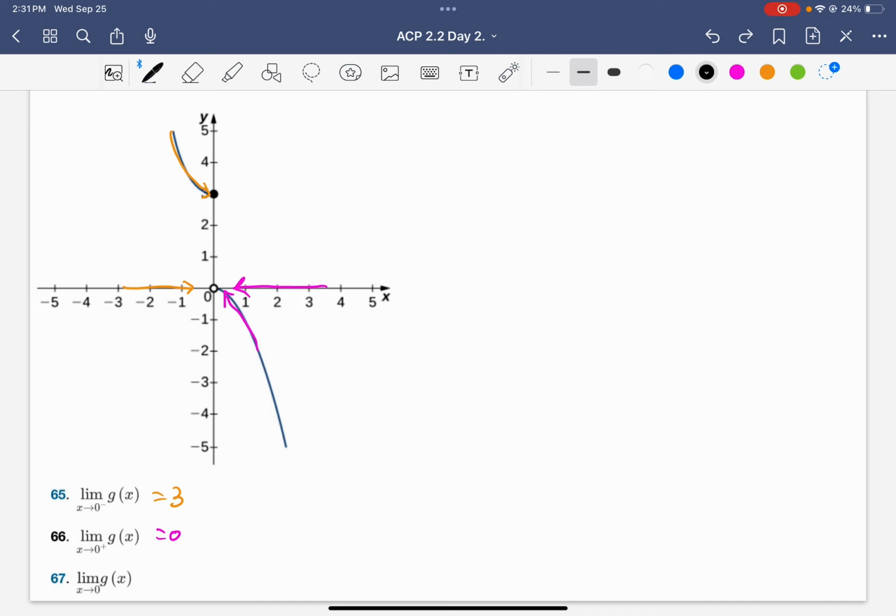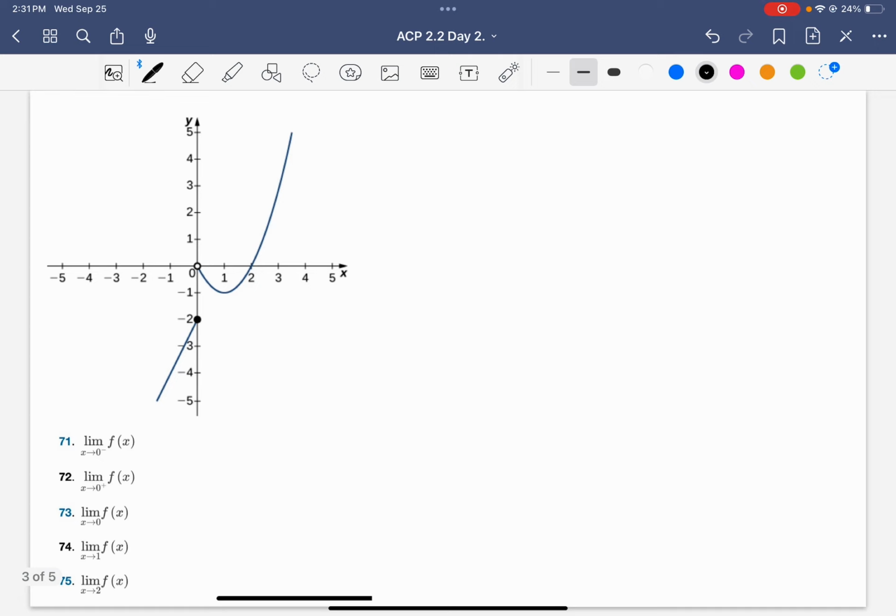Maybe I do a different color. So this limit does not exist because the limits do not agree. The right and the left-hand limits do not agree. 71, the limit as x goes towards 0 from the left, it looks like it wants to be -2. As x goes towards 0 from the right, it looks like it wants to be 0. That means that the overall limit, again, does not exist because the limits do not agree.